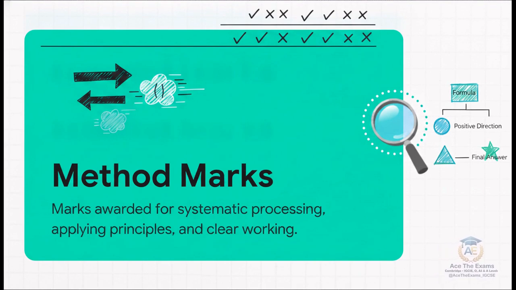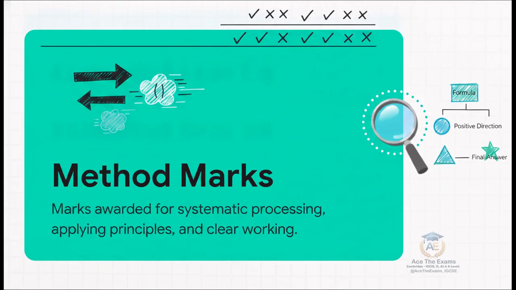Cambridge examiners actually award specific marks just for showing your logical process. This is massive when calculating things like a resultant force along a straight line. Let's say you have a problem: 10 newtons acting to the right and 3 newtons acting to the left. Obviously, the final answer is 7 newtons to the right, but listen to me.